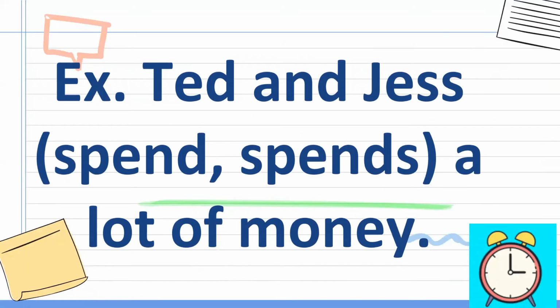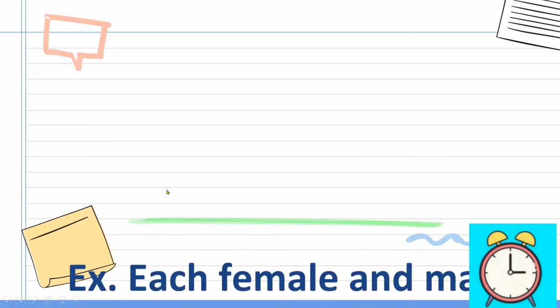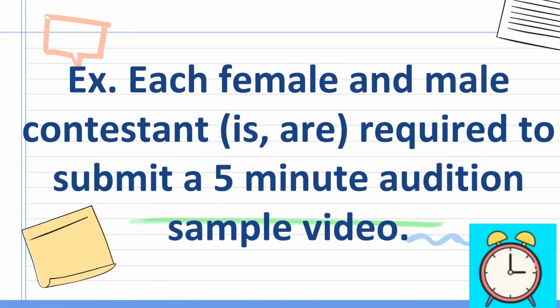Let's try some examples. Ted and Jess spends a lot of money. In this sentence, the correct answer should be spend. Why? Because we are using a compound subject, Ted and Jess. Ted and Jess are different persons. This means these are plural subjects. Therefore, we use spend.